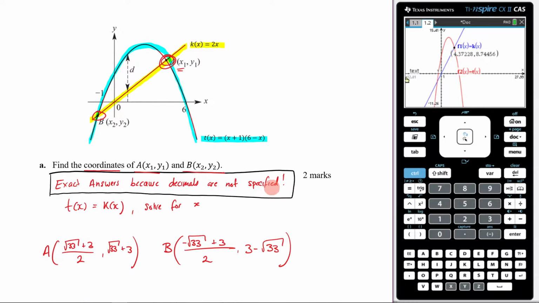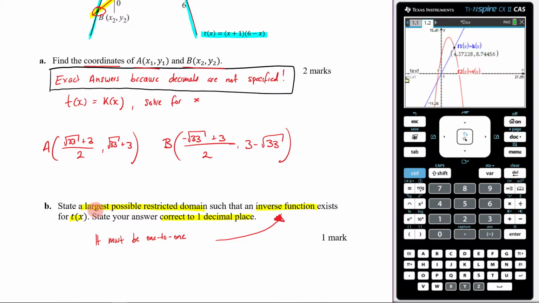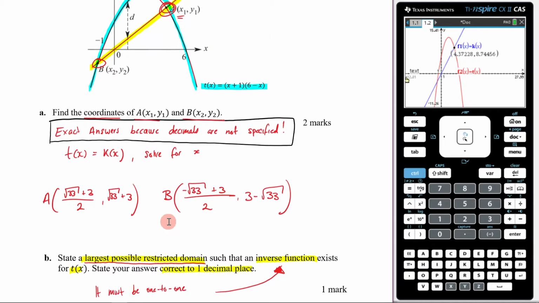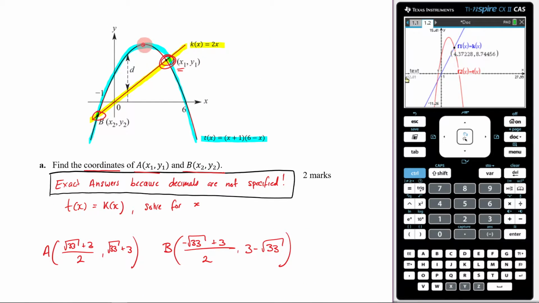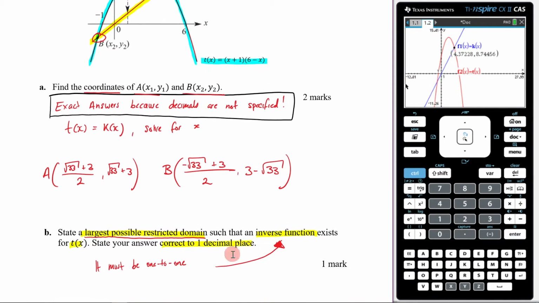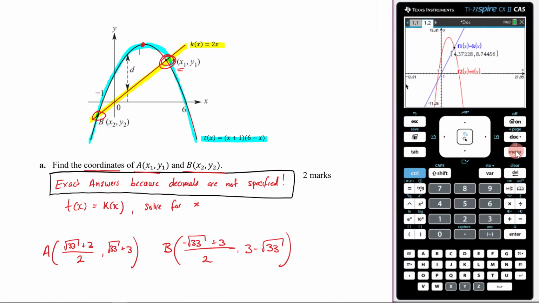So if we look up here, we need to make this blue graph here 1 to 1, but we also need to take note of the fact that we need to state the largest possible restricted domain such that it's 1 to 1. So we're going to have to find the maximum here. We can do this using the graphing section because it says it can be correct to one decimal place. So menu, analyze, maximum of the red graph from here to here. And as you can see, it's 2.5.